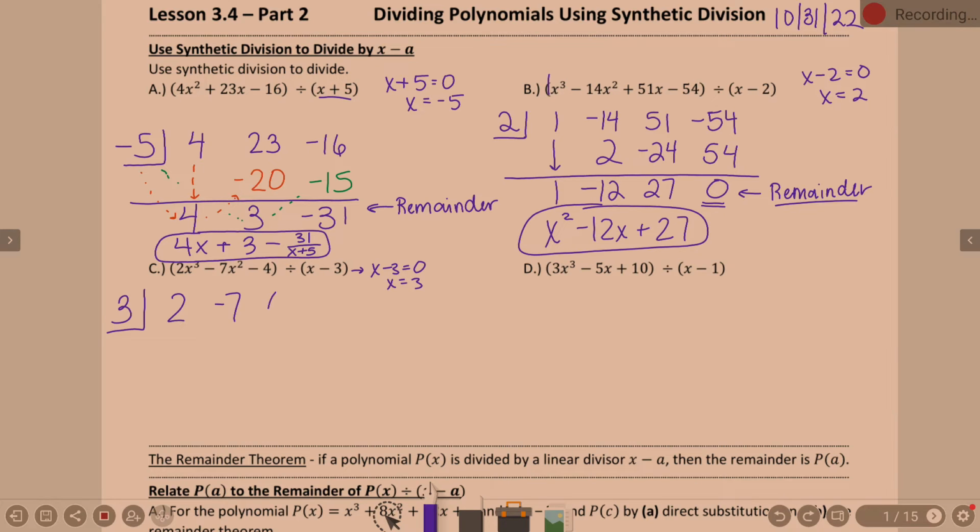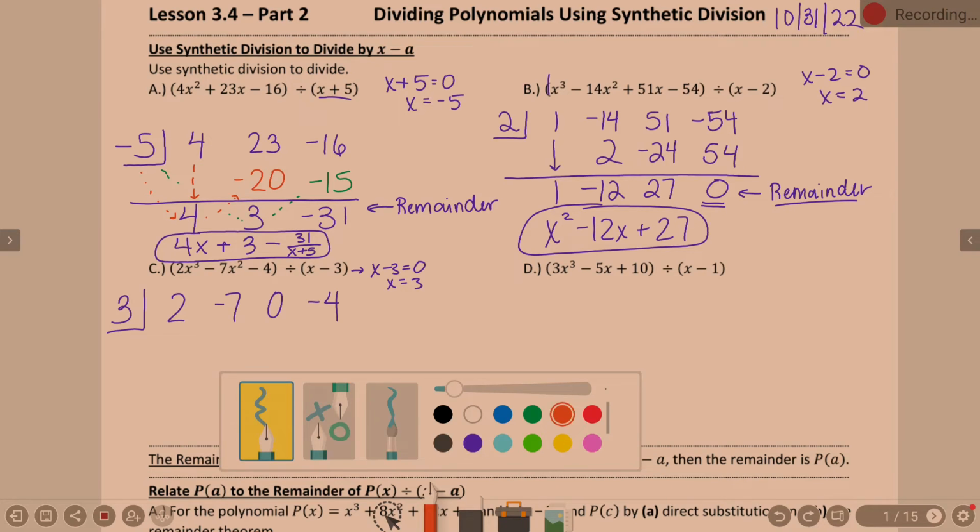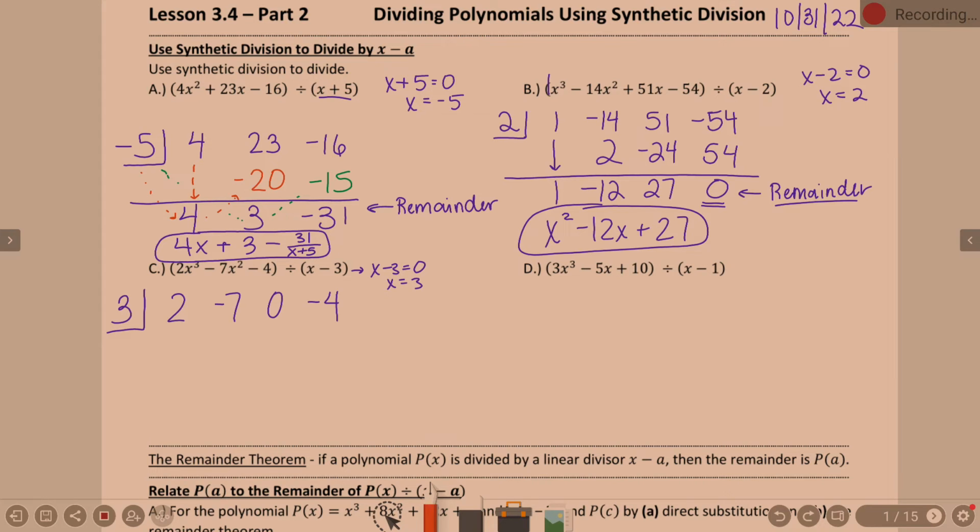Did you guys hear what CJ said? 2, negative 7, 0, negative 4. Why do we have to put a 0 in there? Oh, because there's an x to the 1. Okay. Are all of my terms in my original problem? It goes x cubed, x squared, and then a number. We are missing an x term. We are missing a 0x to the first.